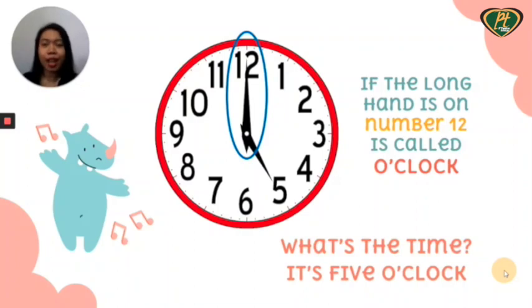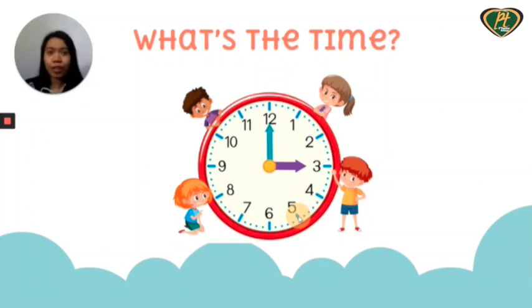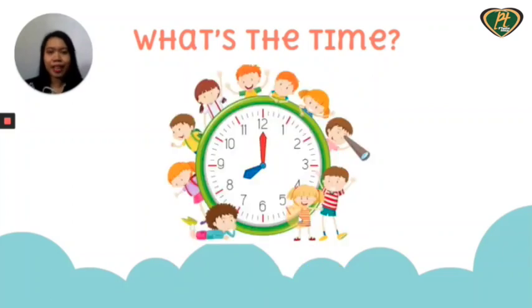So now students, I'm going to show you some pictures of clock. And then we will find out about the time. Look at this clock. What's the time? The long hand is on number 12. And then the short hand is on number 3. So what's the time? Yes, you are great. It's 3 o'clock. Say with me. 1, 2, 3. It's 3 o'clock.